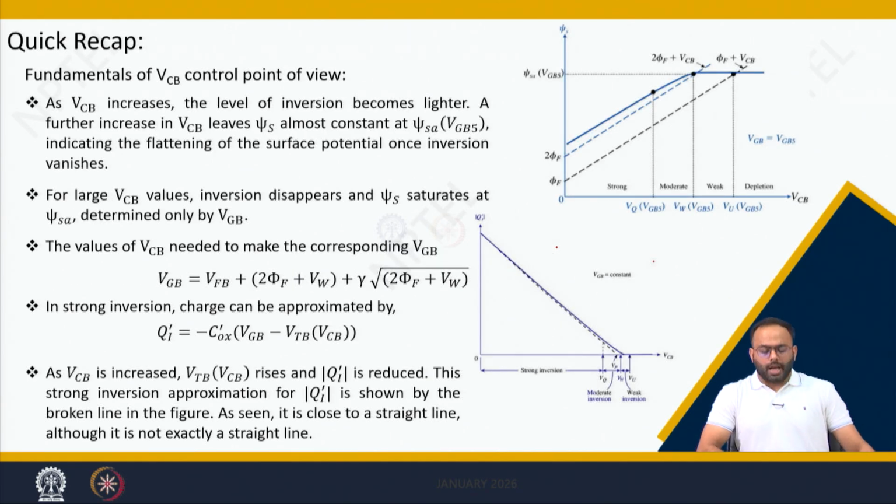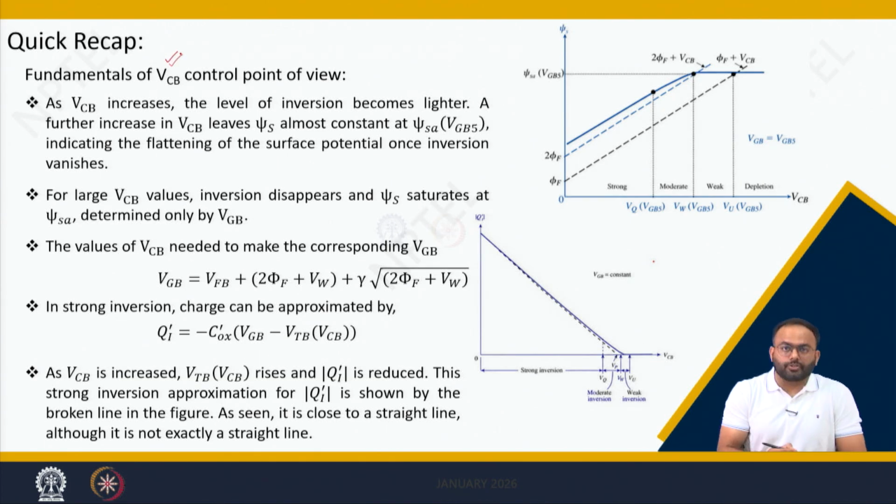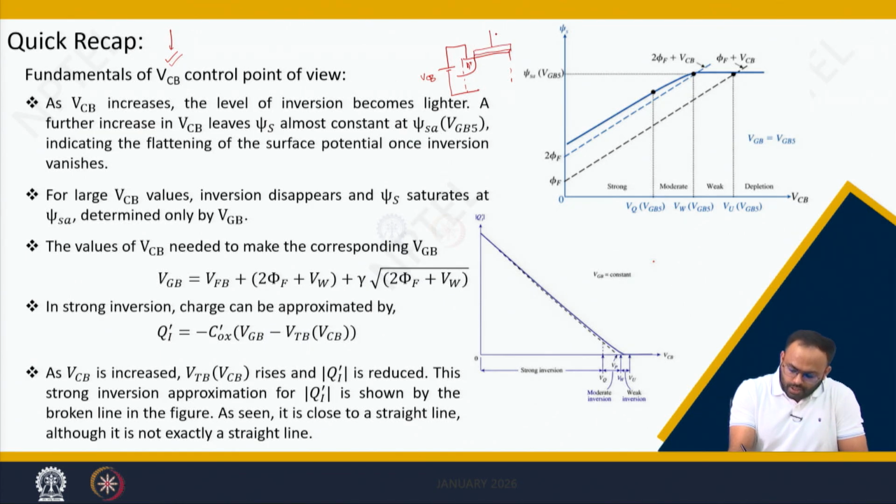So let us do a quick recap. In the last lecture, we found what the VCB control is in a 3-terminal structure. We mentioned that the VCB control point of view does not mean that VCB is actually controlling the actual phenomena. It is just a viewpoint where we want to see what will happen if the third terminal voltage, which is nothing but VCB, increases or decreases. So this is N plus, and here you have depletion or inversion based on the gate to body voltage.